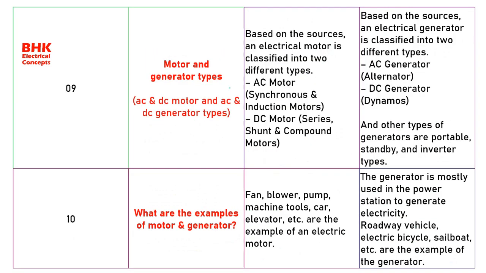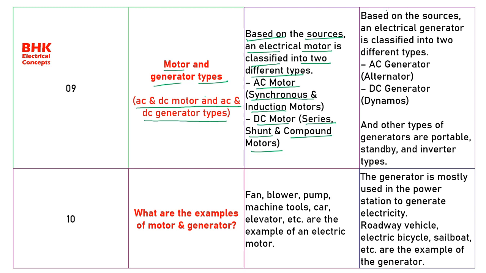Now coming to another one, that is motor and generator types. So how many types are there in the motor and how many types are there in the generator? Now here, AC DC motor and AC DC generator types. If I am talking about the types of motors, based on the sources, an electrical motor is classified into basically two types. One is AC motor, which includes synchronous motor and induction motor. And DC motors, the types of DC motors are series motor, shunt motor and compound motors. So these are the types of motors.